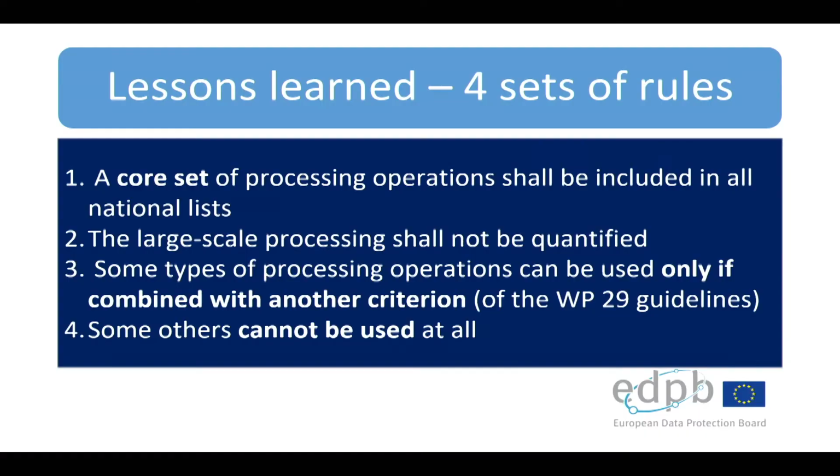And the last rule is that some processing operations, as suggested and included in the draft national list, cannot constitute a criterion to identify high-risk processing operations and cannot be used as such or in combination with another criterion of those listed in the Working Party 29 guidelines. As, for instance, international data transfers. This is not a criterion which may constitute by default a high risk for the data subjects, or implantable devices without anything else. Or the processing activity based on legitimate interest, so where the criterion is the legal basis of the processing.